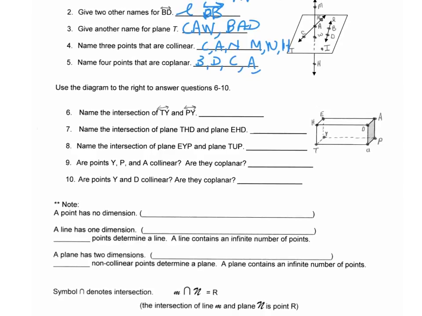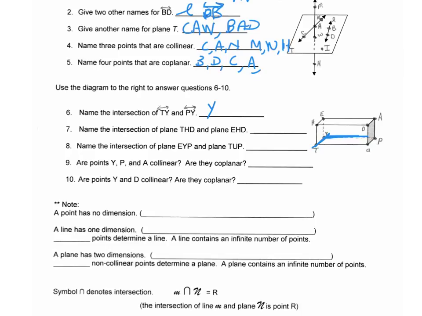Okay, name the intersection of line TY and line PY. First of all, the intersection of 2 lines is always going to be a what? Exactly, a point. So here I have TY, which is over here. Looks like a segment, but it's really a line. PY comes across this way, so it's just point Y.